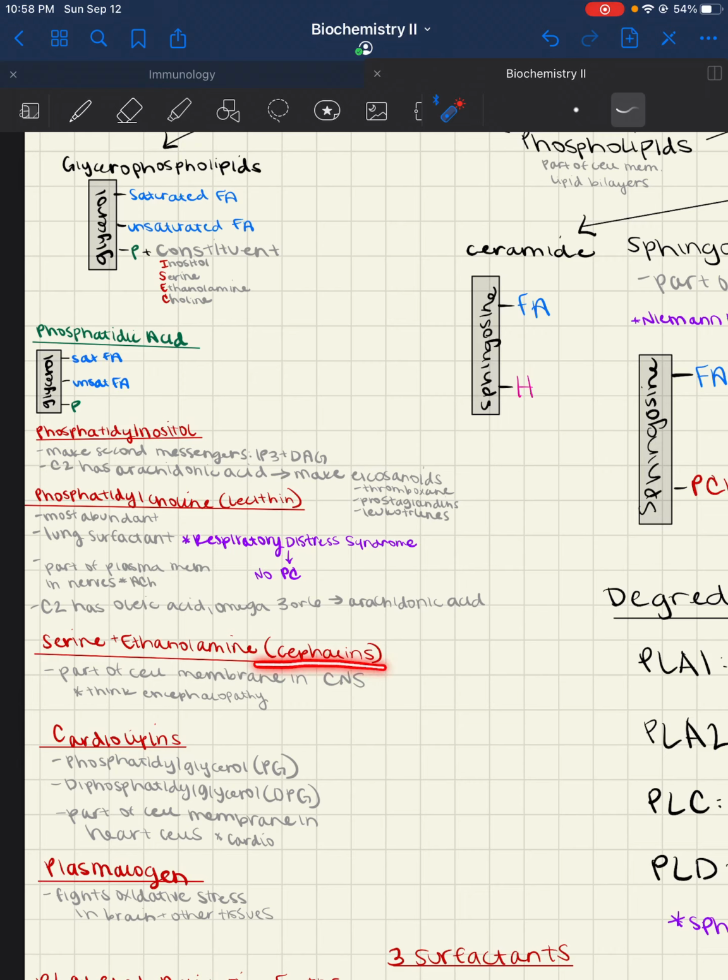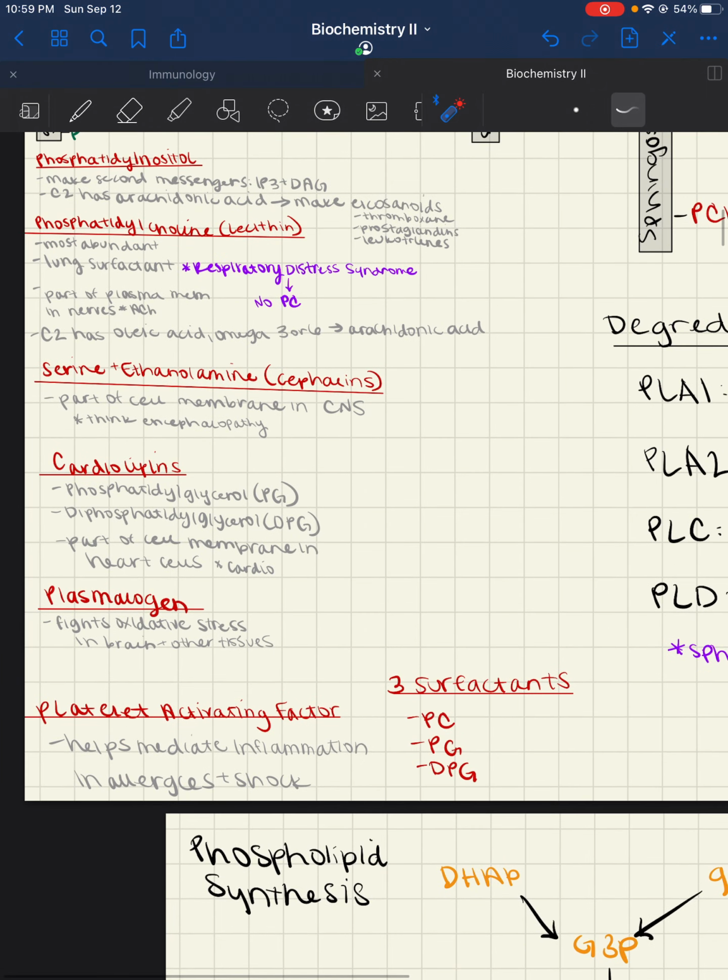Phosphatidylserine and ethanolamine are known as cephalins. Whenever I think of cephalins, I think of encephalopathy, so I think of the central nervous system. So it's part of the cell membrane in the brain and spinal cord. Cardiolipins, so cardio makes you think of the heart, so it's PG and DPG, or phosphatidylglycerol and diphosphatidylglycerol. They're part of the cell membrane in our cardiac myocytes.